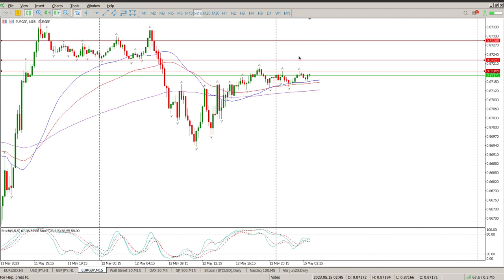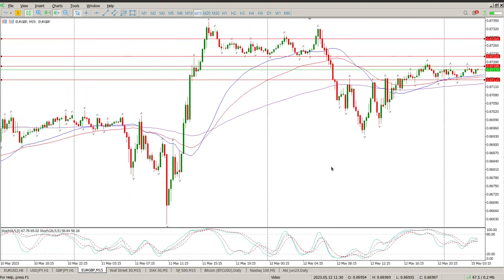So yeah, rejection up here, could play it safe and just wait for a break and retest of the current low of the morning, which is there. You can see it's a really tight range that we're in at the moment. So if we do drop below that, that would be the trigger as well for a move to the downside.